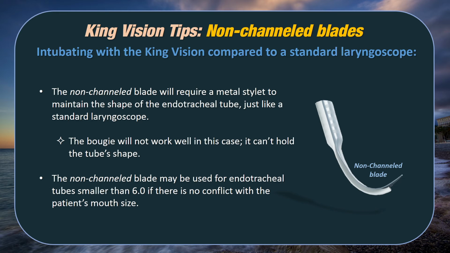But the non-channel blade does give us some benefit because I can go smaller than a 6.0 tube. So if the patient's mouth can hold the larger blade of the King Vision, then I could use a smaller tube, or I could use a larger tube if I needed to at the end of the day.